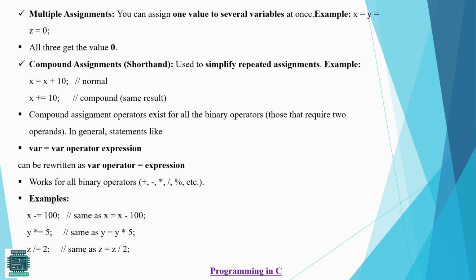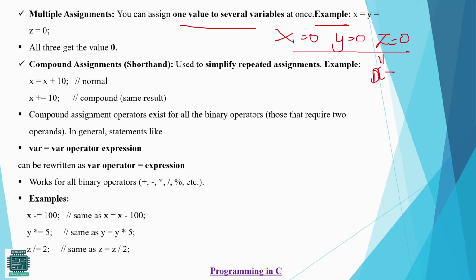You can assign one value to several variables at once. Example, x is equal to y, z is equal to 0. Here, the value of x is 0, the value of y is 0, and the value of z is 0. Instead of writing this much, easily by using the assignment operator, we can write x, y, and z is equal to 0. That is a multiple assignment.